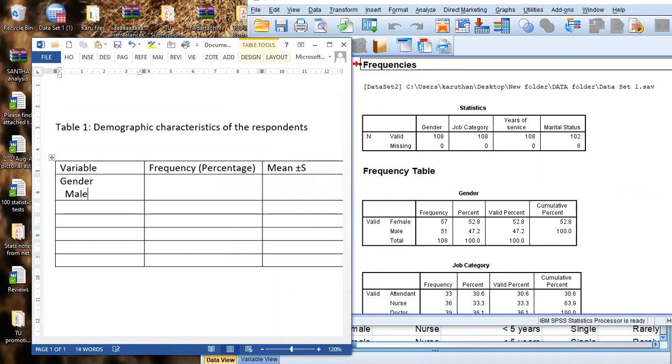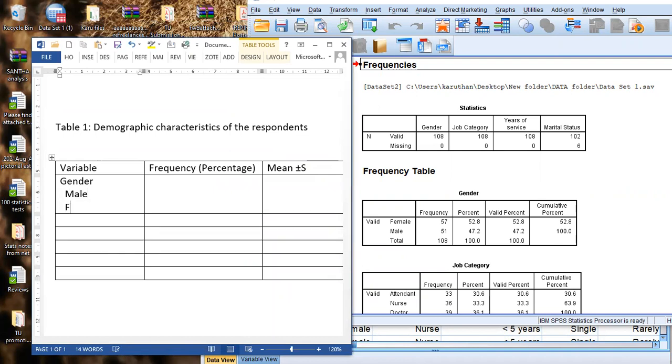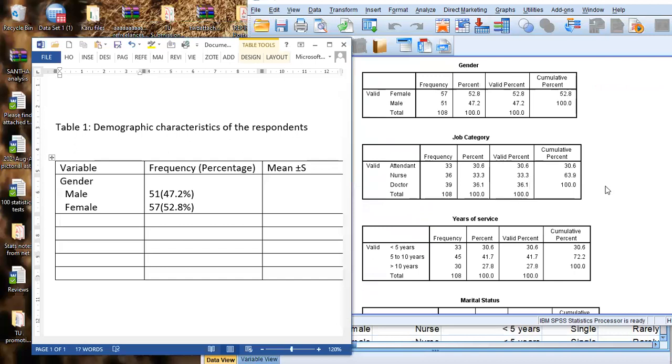Okay, male. Okay, frequency. Female, male 51, 47.2%. 57, 2.8%. Right. It's not necessary to do one by one. All can be done simultaneously.